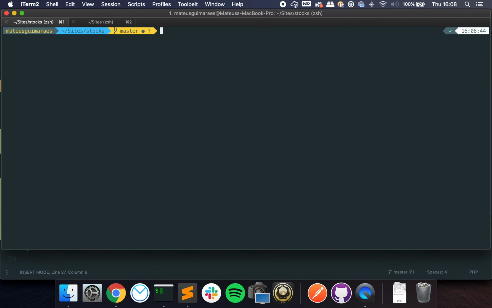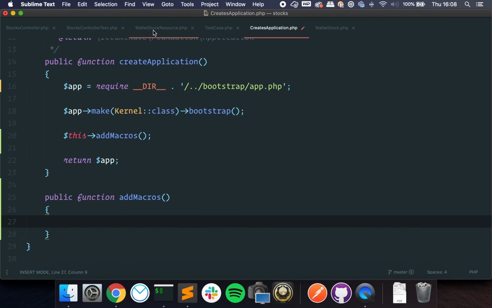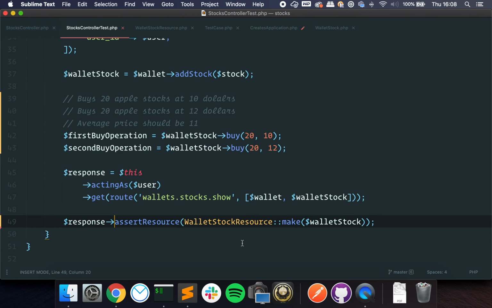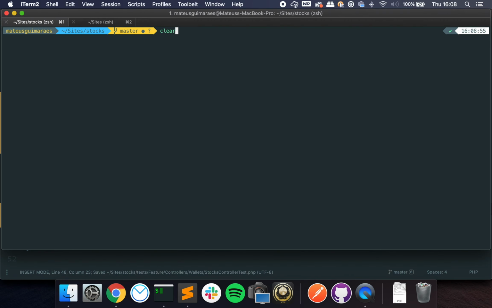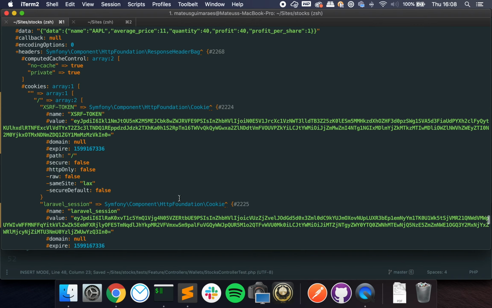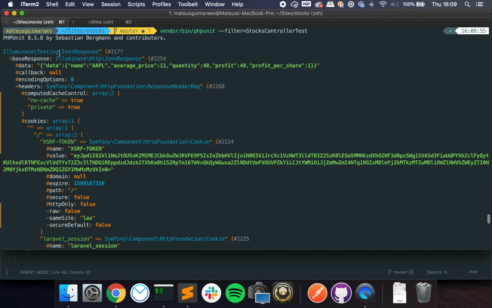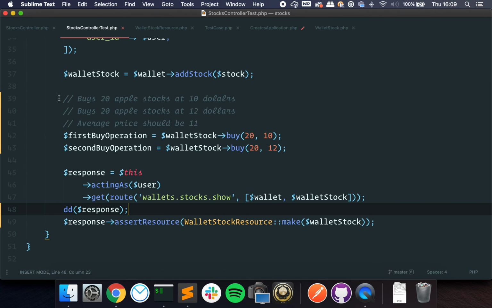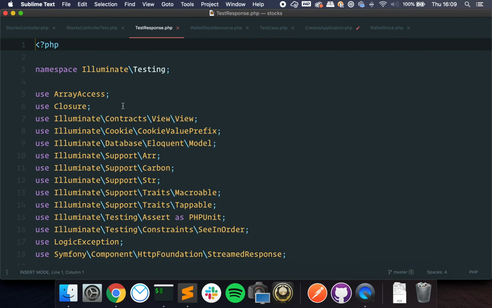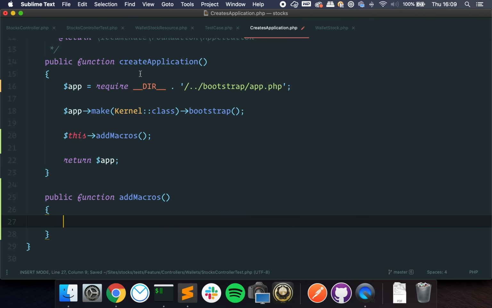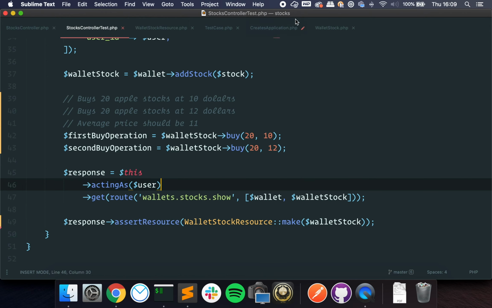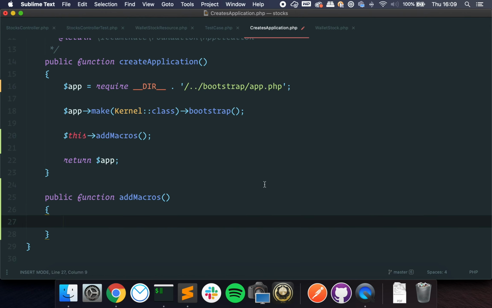But if we go here and we see we're doing the assert resource, and if we dump this, let me show you guys. You can see that it is a test response class. Okay, and the test response class is macroable, right? So we can add methods to it, even though this method does not exist on Laravel.